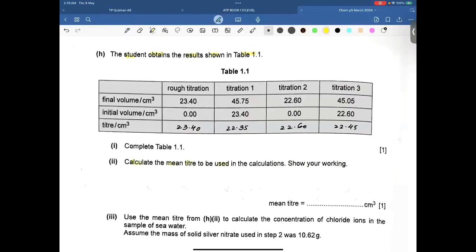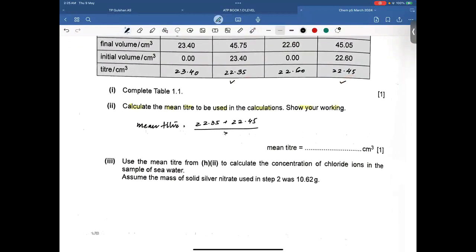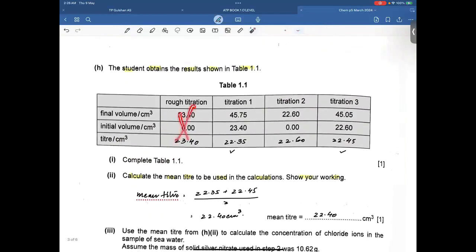Calculate the mean titre used, and show your working. So I think I'll go for these two titrations because they are very close. So for the mean titre, we need to add these two values, 22.35 and 22.45, and divide by 2, so you will get 22.40 cm3. So that's the rough titration. You can ignore it.